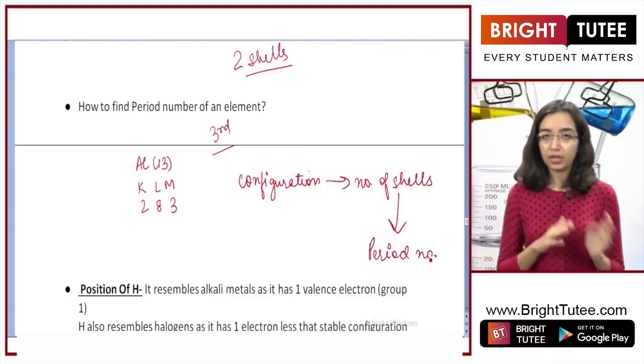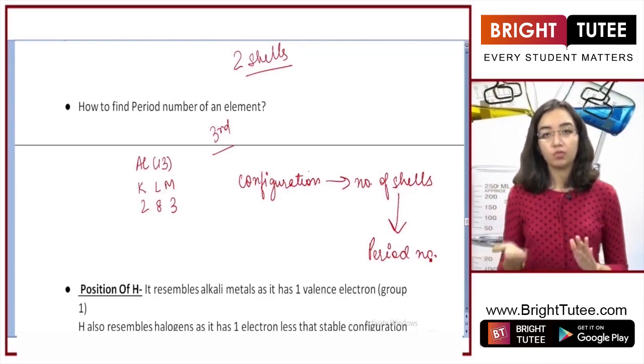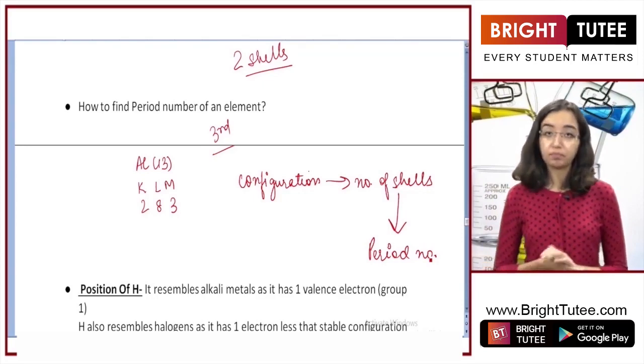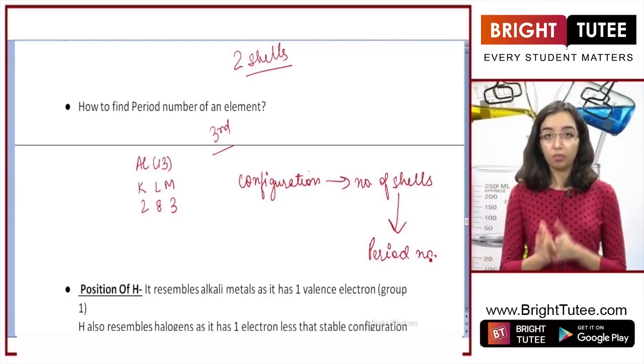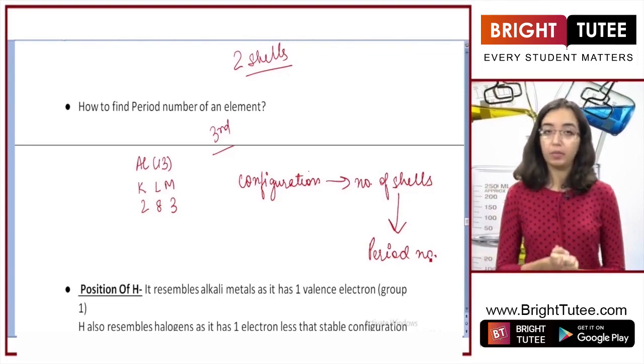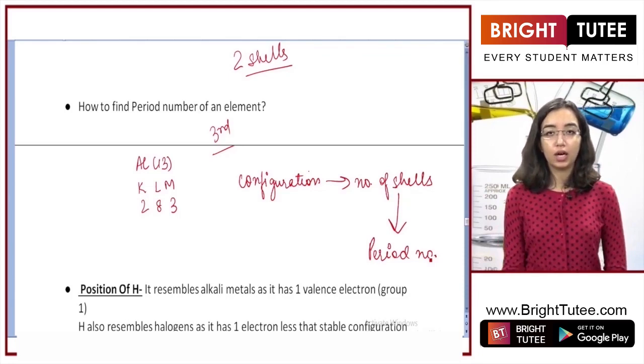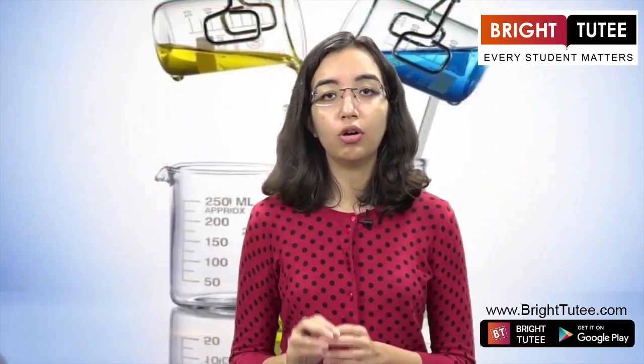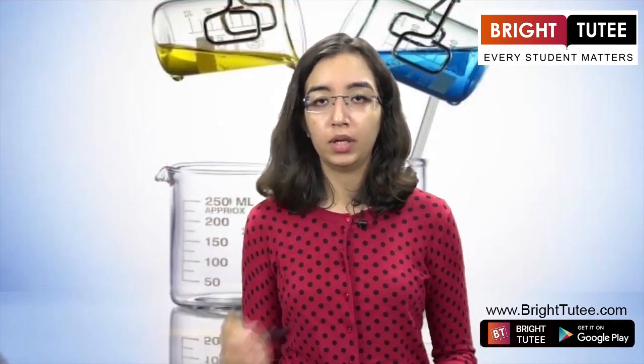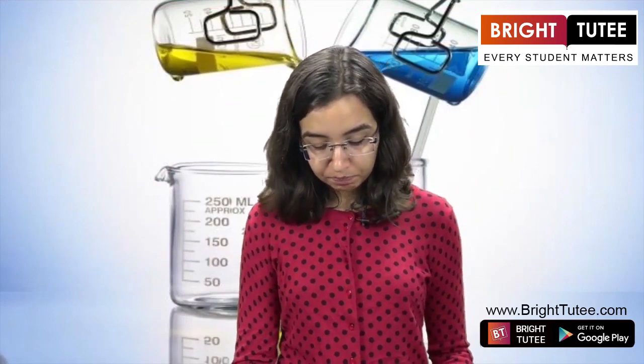If it is 1 or 2, then that becomes the group number. If it is 3 and more, then you add 10 and it becomes your group number. Whereas for period, you just understand what the number of shells is, and the number of shells becomes the period number. So that is how you find the location of any element in the modern periodic table.